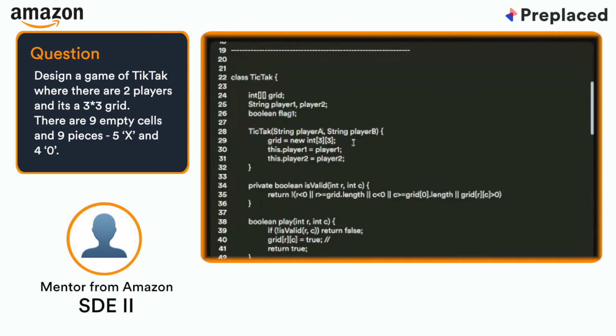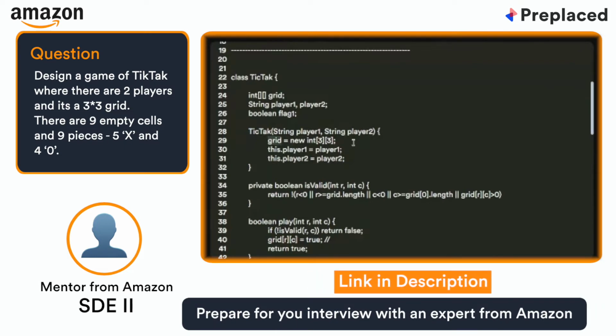So then I'll be passing my player one and player 2 as an input. Then I'll be creating the grid. Initially all the values are 0. Then I can set the grid's value to 1 if player 1 is playing, and I can set it to 2 if player 2 is playing. That's why I changed the names.